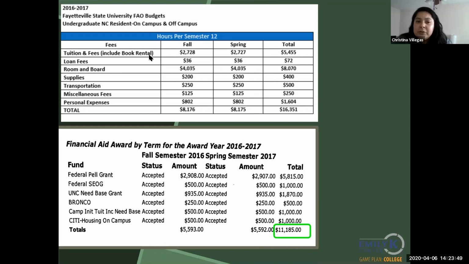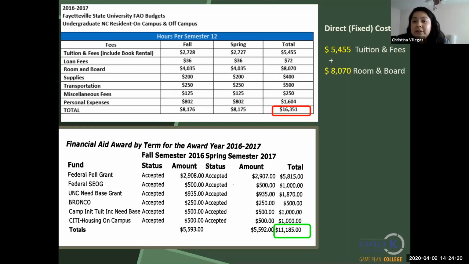You can see the total cost for tuition and fees, loan fees, room and board, supplies, transportation, miscellaneous fees, personal expenses. This total of $16,351 is your cost of attendance. Cost of attendance is not what gets directly billed to your account. Those are your direct costs. So that would be your tuition and fees, for Fayetteville State in this year, $5,455. And room and board, so that together is $8,070 for this year, for a total of $13,525. So that's what this student is going to get billed.